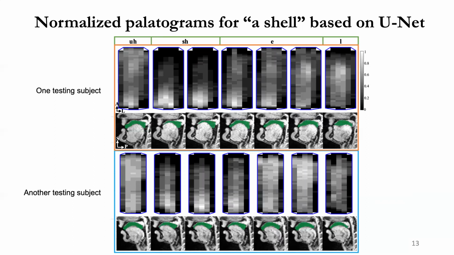And here are the MR palatograms for phrase "a shell" from two testing subjects at some key time frames. Still, the airway masks were generated by the segmentation UNet. The palatograms also show similar contact patterns between the two subjects. The sh sound is characterized by contact in the lateral anterior portion of the palate. In the a sound, the tongue-to-palate distance is large in the center of the palate, and the L sound is characterized by contact in a small anterior portion of the palate.